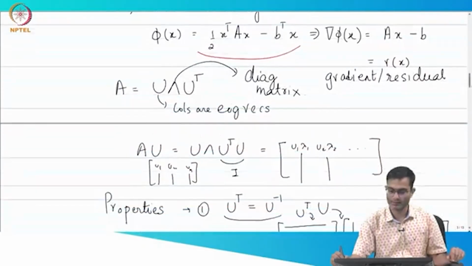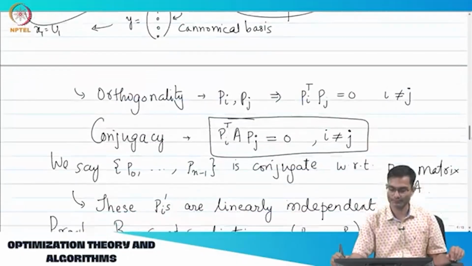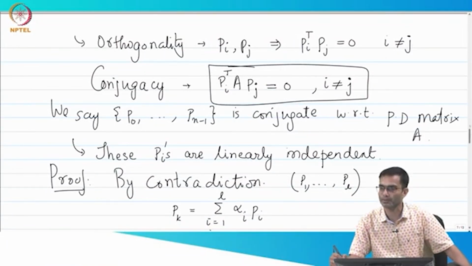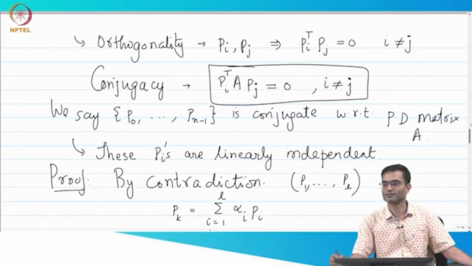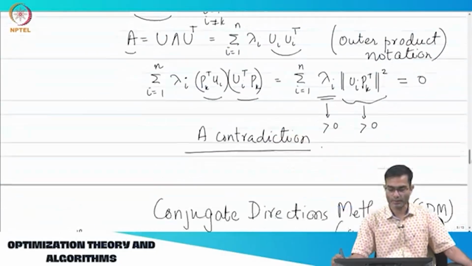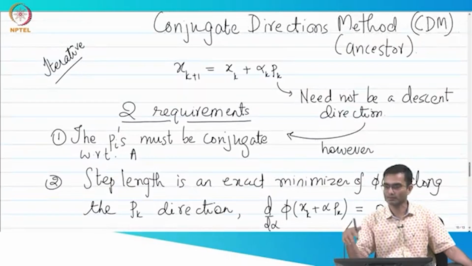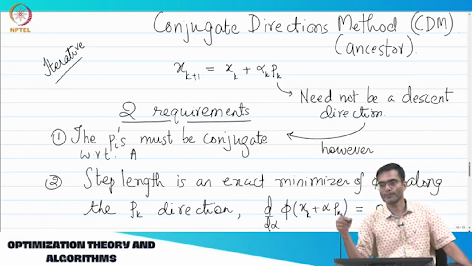And then, after visualizing them, we introduced a new property of conjugacy with respect to a positive definite matrix. And this simple property gave us all sorts of lovely properties. For example, they are linearly independent, and if you follow this simple recipe, you work with these conjugate directions, do exact step length, you reach a solution in n steps. Okay. So, this is very powerful.